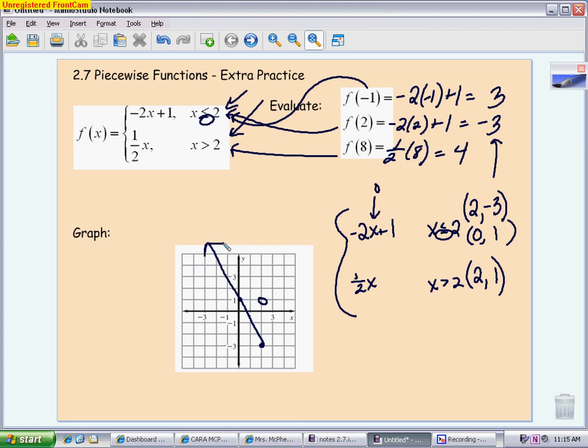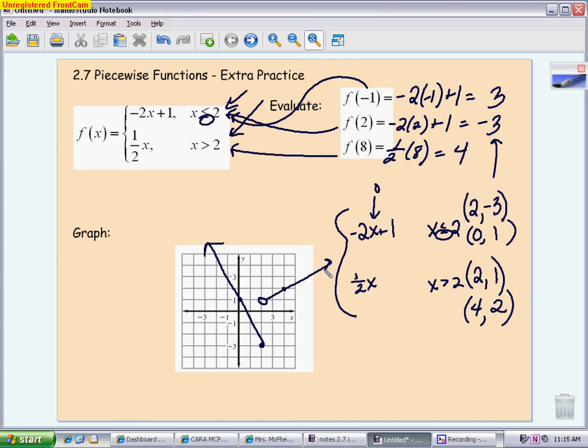The other piece of the piecewise function starts at your open circle, 2, 1. We need another point. You could pick any point. Notice that I have to take whatever number I pick and multiply it by half. So I'm going to make it easy on myself and pick 4, because I can easily take half of 4 and I get 2. So now if I graph this point, 4, 2, that tells me the direction this ray goes.